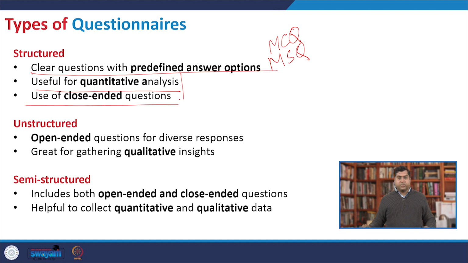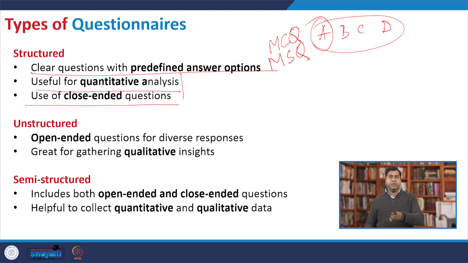Use of close ended question. So in this case, in a structured questionnaire, we prefer to go for close ended questions, so that there will be no other option than the given options. If my question is pertinent to a topic and I give options A, B, C, D, then either A will be selected, or maybe you can select all of them depending on MCQ or MSQ, but we are not expecting that you give some other option E, F or something like that.